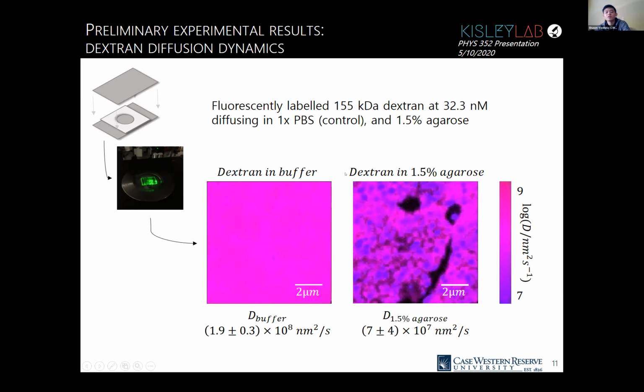But then when we introduce the dextran into an agarose gel, we actually see some large features here, which are likely just gel that's blocking the diffusion of dextran. And we also see a lot of random pockets of subdiffusion. Now, this is also super early and we haven't taken nearly enough data to make any strong conclusions, but it does appear that in some way the agarose gel is inhibiting the diffusion of this dextran, and it'd be interesting to know how. We can also see that there's quite a large range of diffusion coefficients, and the diffusion is slower when it's being inhibited by the agarose. So it's a sneak peek to future events.